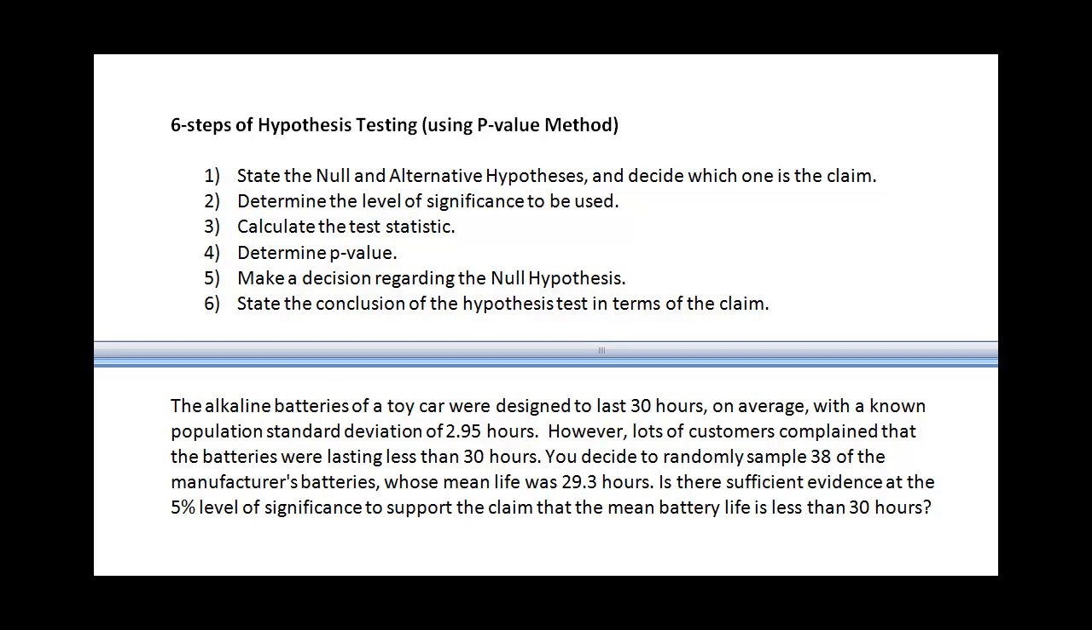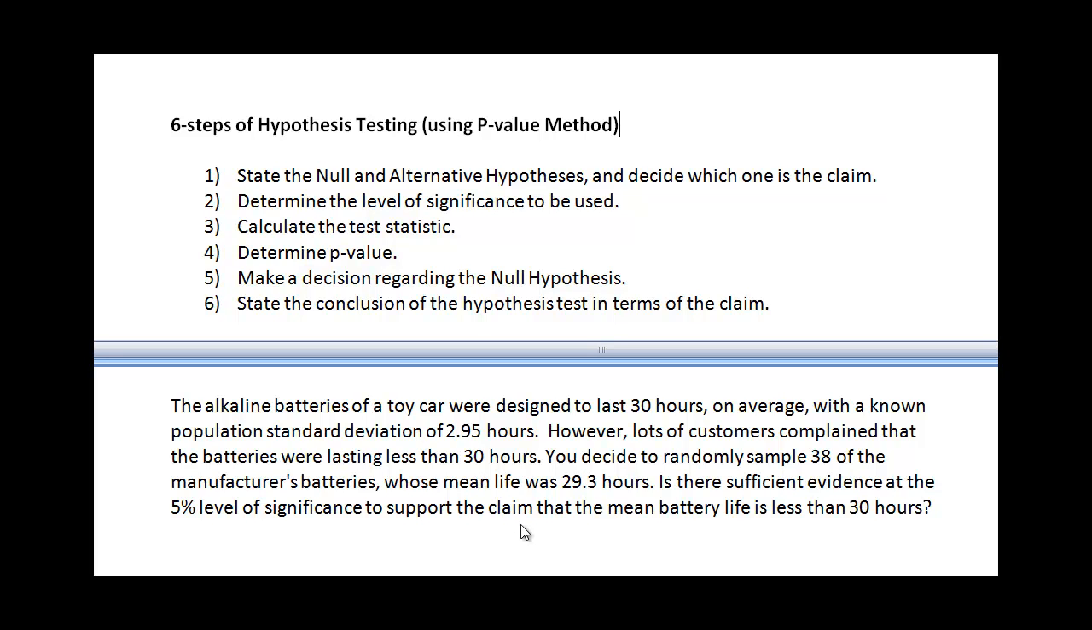All right. Well, first off, what you need to know is we need to state the null and the alternative hypotheses, and I really recommend that you decide which one of those is the claim. And that's important because when we get to step 6, the final step, and we state a conclusion of the hypothesis test, we're going to phrase that conclusion in terms of the claim. Okay, so first off, let's state the null and the alternative hypotheses based on this problem that you see at the bottom of your screen.